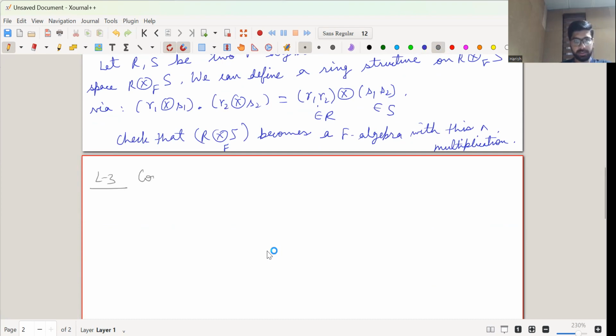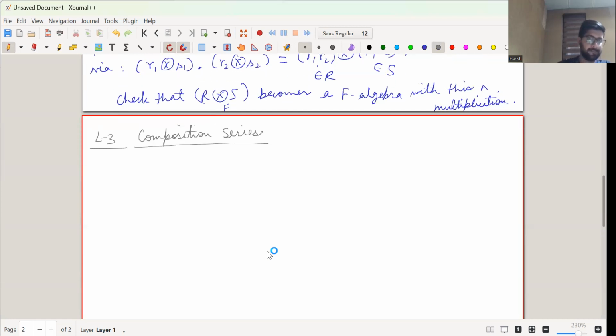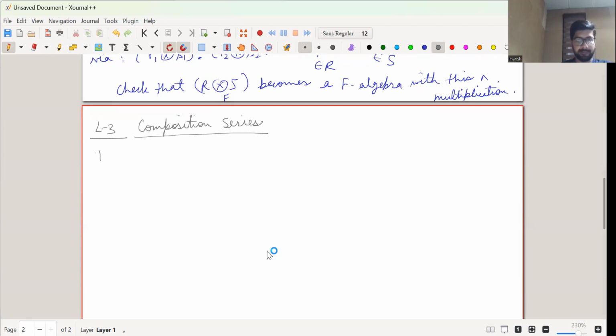Now I will just tell you what is inside lecture number 3. There they have discussed composition series. The definition is for a simple module.